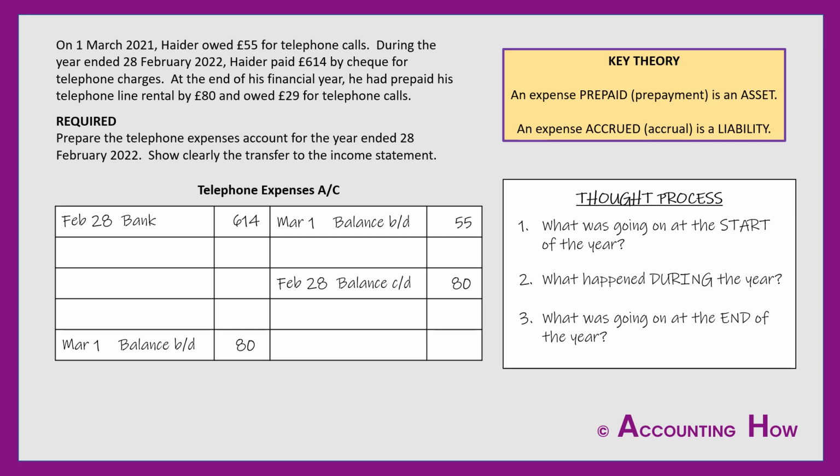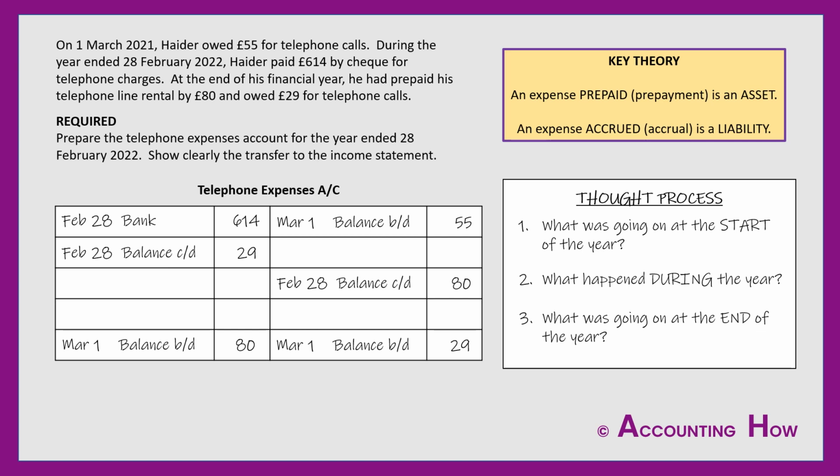And then finally, I go back to the question, and it also tells me at the end of his financial year, he owed £29 for telephone calls. So he's got a prepayment at the end where he's prepaid the line rental, but he's also got an accrual at the end where he owes this £29. So he's going to start next year not only with the £80 that we've already entered as a prepayment, but also with an accrual of £29. And because accruals are liabilities, we need to bring that down on the credit. Then work backwards. If I'm bringing that down on the credit, I need to carry it down on the debit, and there it is.